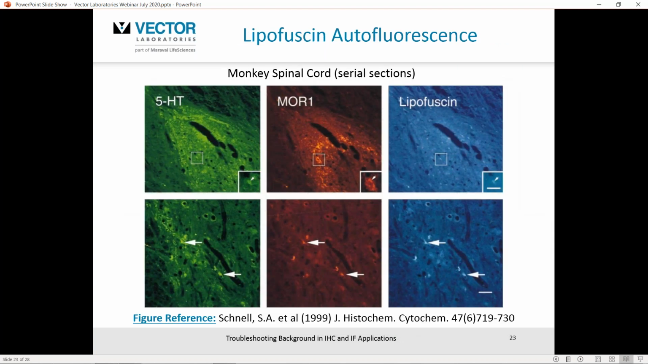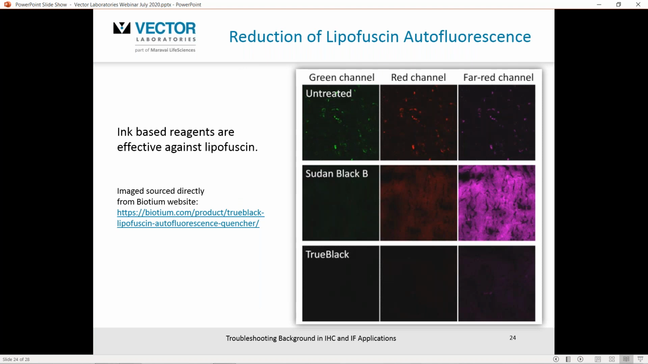One other area of autofluorescence is lipofuscin, and I've taken this image from the reference below. These particular authors did indicate that they were seeing a double false positive due to the presence of lipofuscin in their monkey spinal cord tissues. So lipofuscin is an accumulation of proteins and lipids, particularly in CNS or brain, spinal cord type tissues, in aged tissues. So if you're working on an Alzheimer's model or Parkinson's, you may encounter lipofuscin. If you do, then certainly the ink-based reagents are effective against lipofuscin.